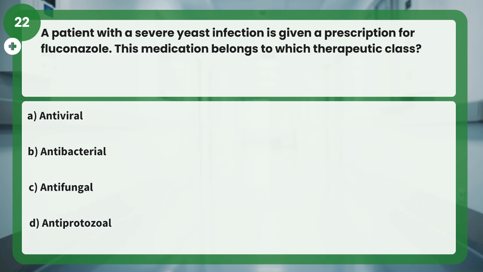Question 22. A patient with a severe yeast infection is given a prescription for fluconazole. This medication belongs to which therapeutic class? A. Antiviral. B. Antibacterial. C. Antifungal. D. Antiprotozoal.